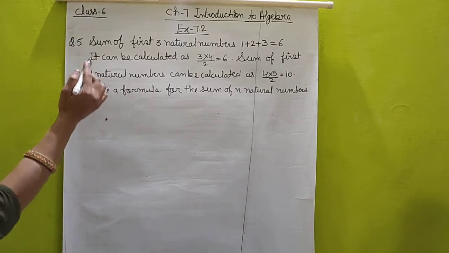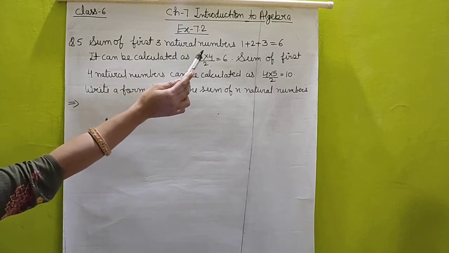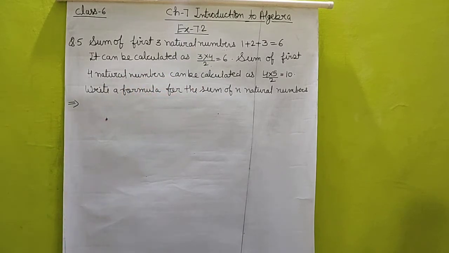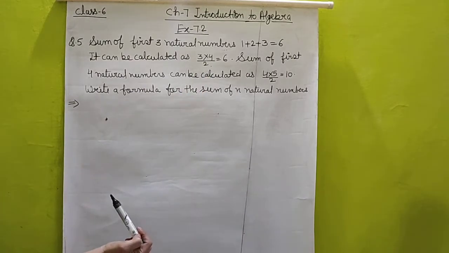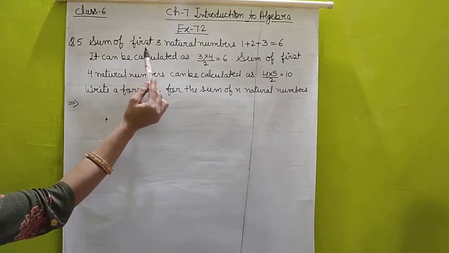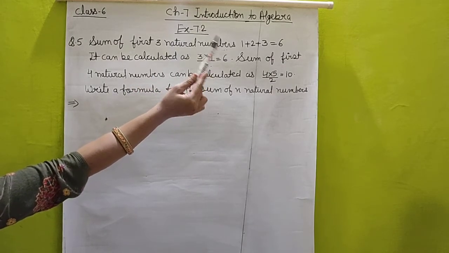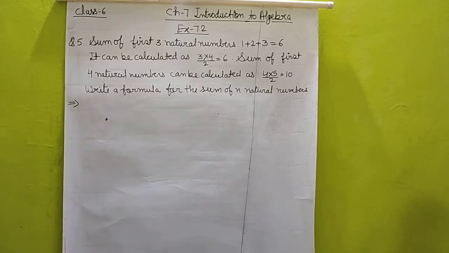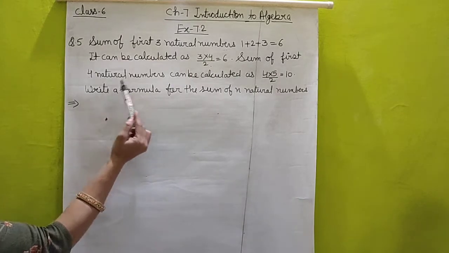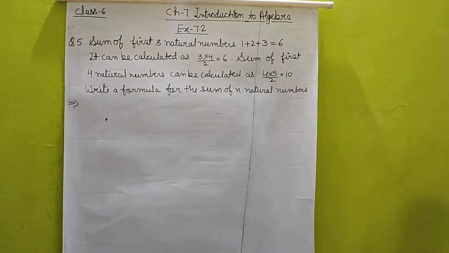Question number 5 is: sum of first three natural numbers, 1 plus 2 plus 3 is equal to 6. It can be calculated as 3 multiply 4 upon 2 is equal to 6. What is given, students? Sum of first three natural numbers. You can write 1 plus 2 plus 3, it will be 6, or by formula you can do 3 multiply 4 upon 2, it will be 6. Sum of first four natural numbers can be calculated as 4 multiply 5 upon 2, it will be 10.